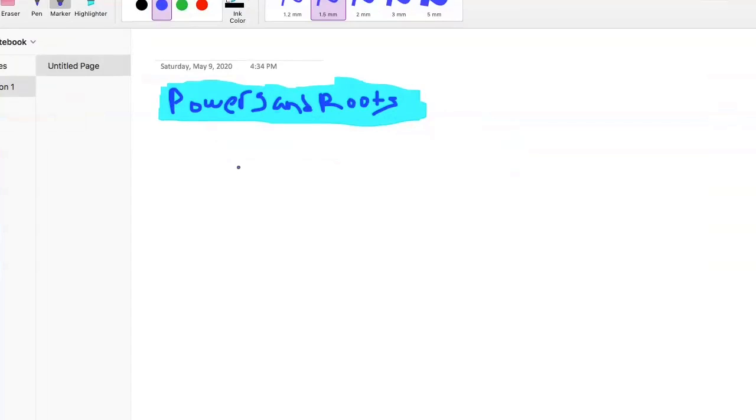In this video, we're going to look at powers and roots. These examples are all going to be pretty short, but we do have 8 examples in total. So let's get started here.